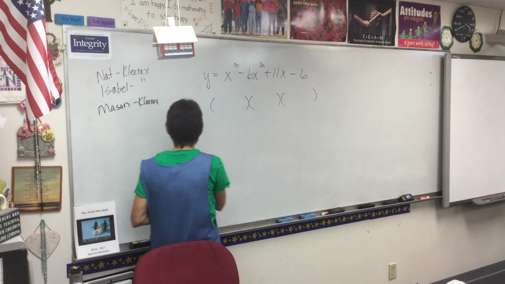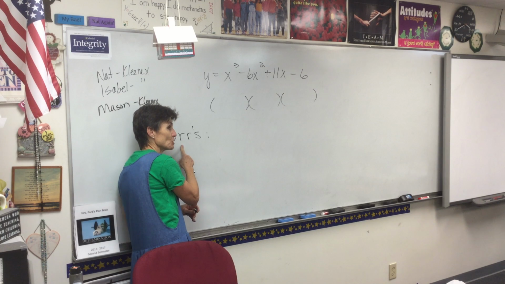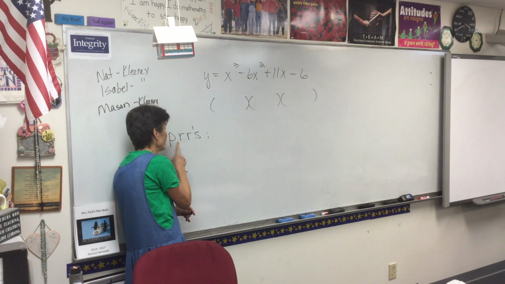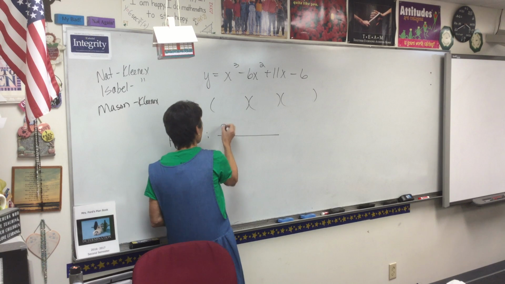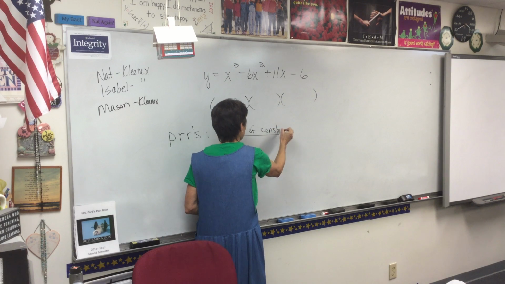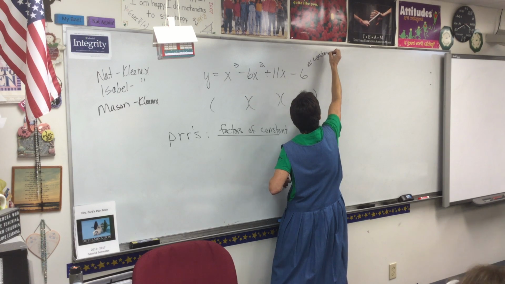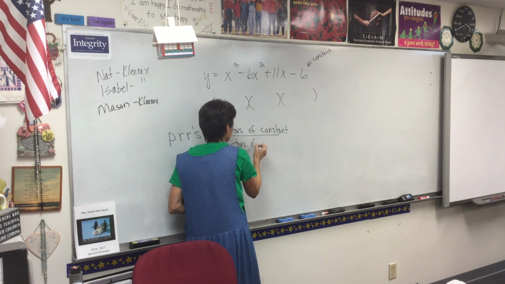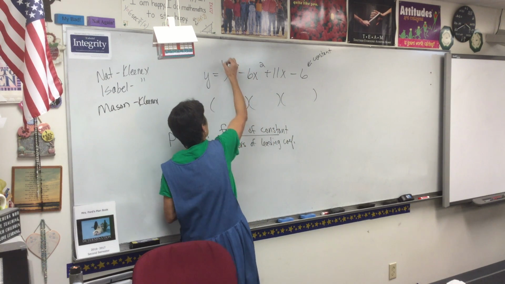Well, to narrow down our guesses, we have what are called the possible rational roots, PRRs, possible rational roots. And they are always factors of the constant, and the constant term is the last term right here. This is the constant. So factors of the constant over factors of the leading coefficient, which is right here.